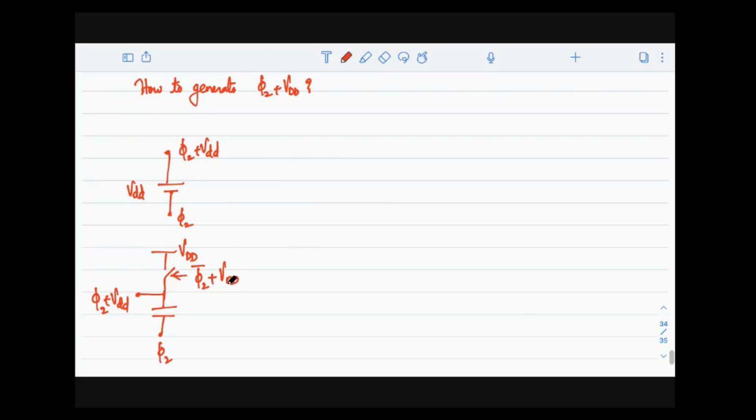So can I get a response? How clear is this? How to generate phi 2 plus VDD? Can I get some response? Based on that, I'll continue.